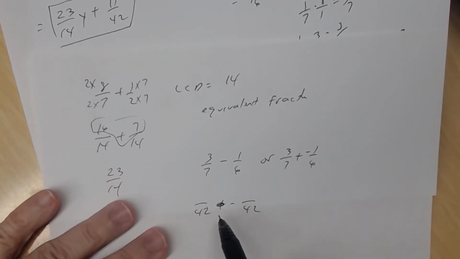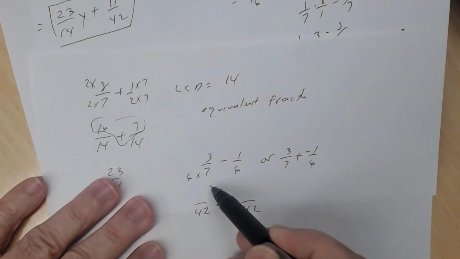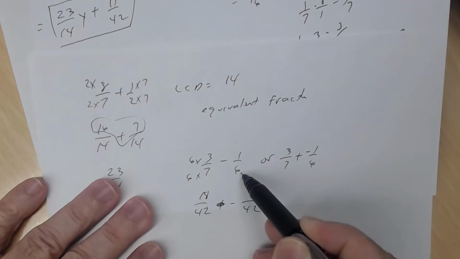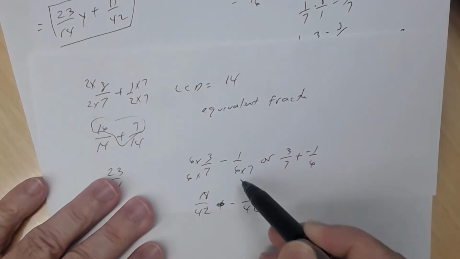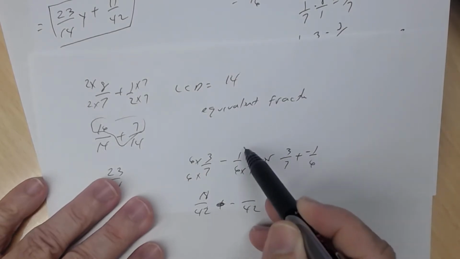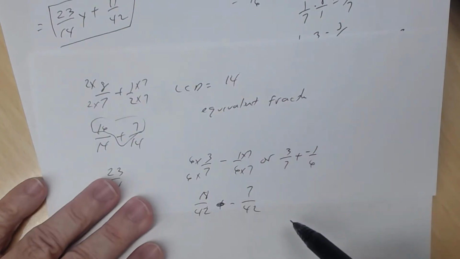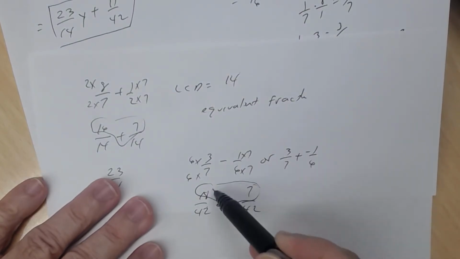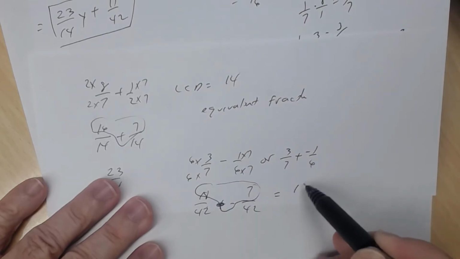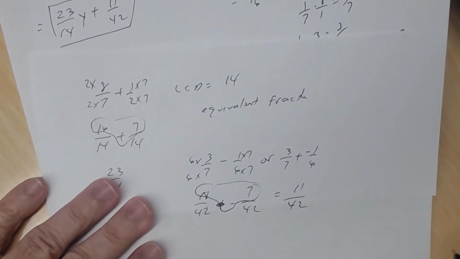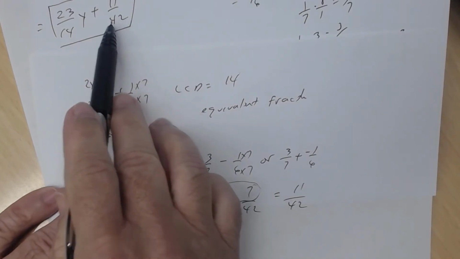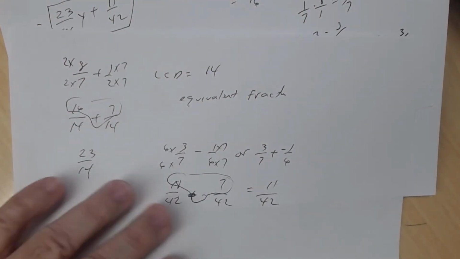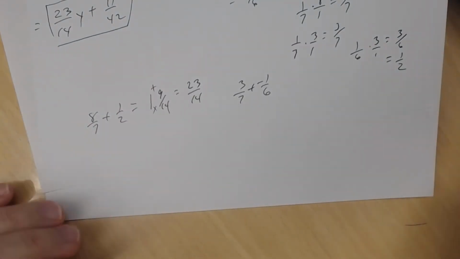All right, so you can say 7 times 6 is 42, but what I do to the denominator, I do to the numerator, so 6 times 3 is 18. 6 times 7 is 42, but what I do to the denominator, I do to the numerator, so 1 times 7 is 7. And so then, since the denominators are the same, you're saying 18 minus 7 is 11 over 42. And that's what we got here. See, 11 over 42. Okay, so this part here was a quick review of previous course.